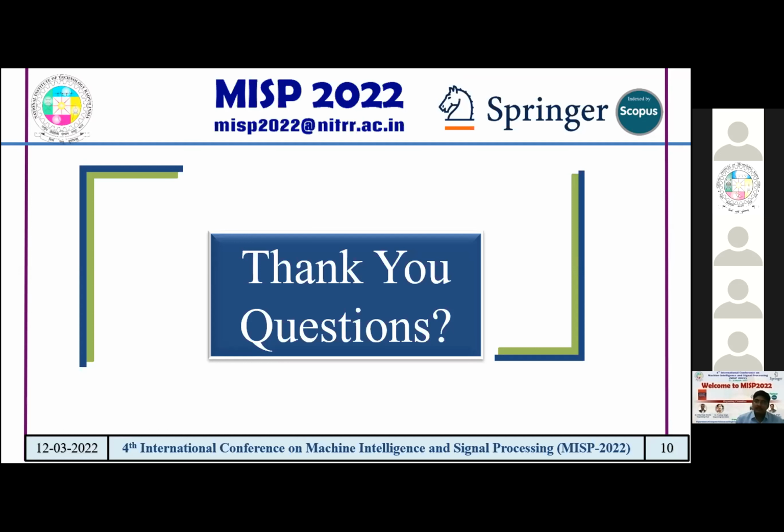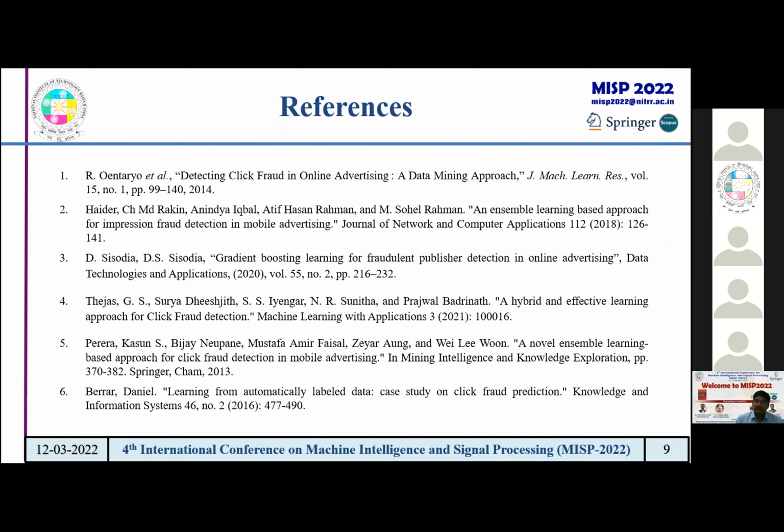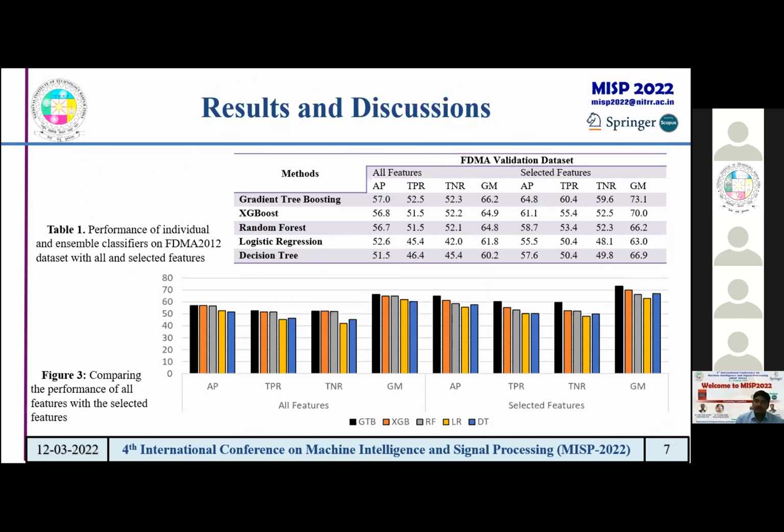How much accuracy did you get? Just a minute, sir. Sir, with random forest, if we use all the features, then we received an average precision of 56.7, while we received an average precision of 58.7 with the selected features provided by the random forest.